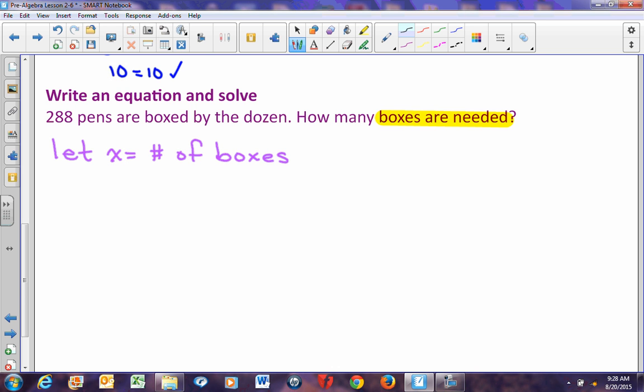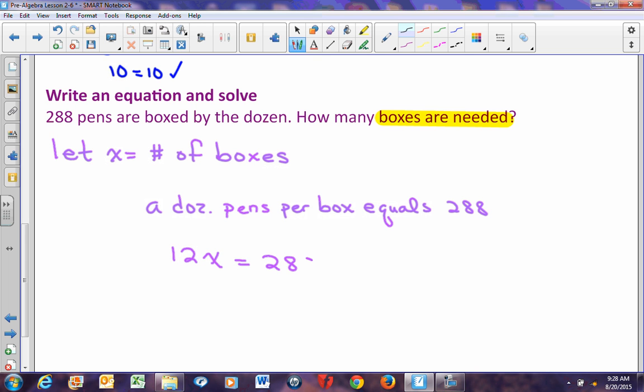288 pens are boxed by the dozen. So, a dozen pens per box equals 288. Okay, so there's a dozen pens. A dozen is 12. So 12 pens per box times the number of boxes that I have has to equal the number of pens that I need, which is 288. So there I have my equation. The number of pens per box times the number of boxes has to equal my total number of pens.